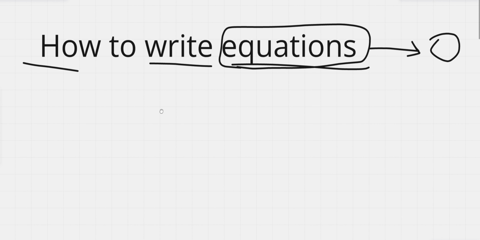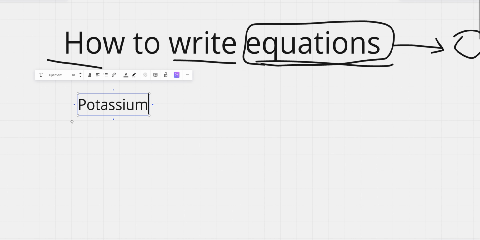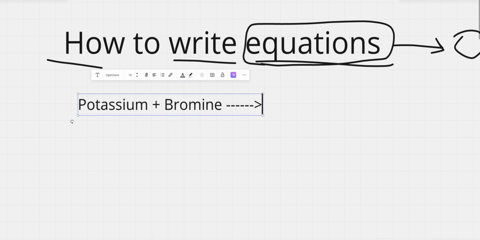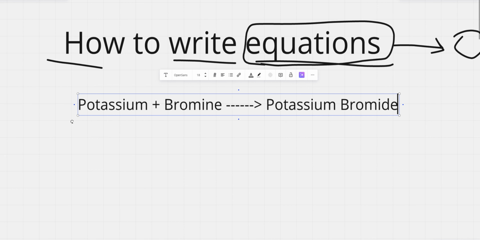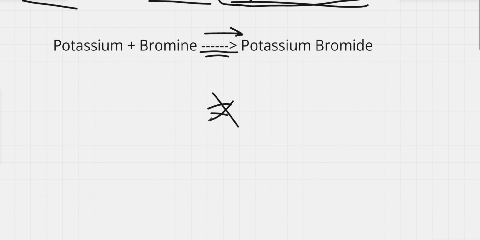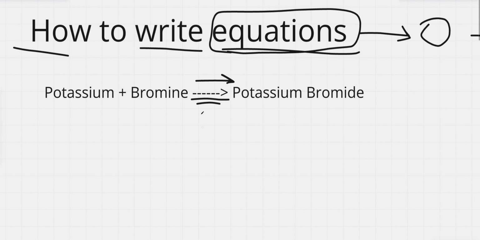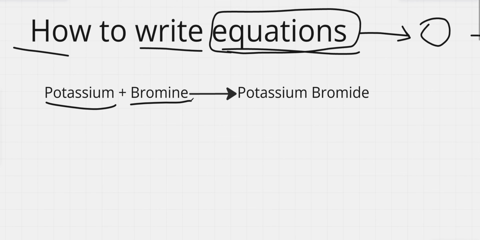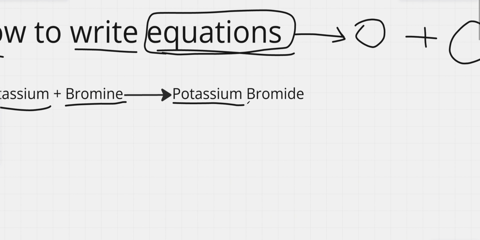Now, for example, potassium, one element, plus bromine turns into potassium bromide, right? One important thing, there must be an arrow sign, not equals to. In the case of chemistry, we always use an arrow sign, an arrow like this, right? This is the equation. Potassium, one element, plus bromine, another element, turns into potassium bromide, the entire substance, right?